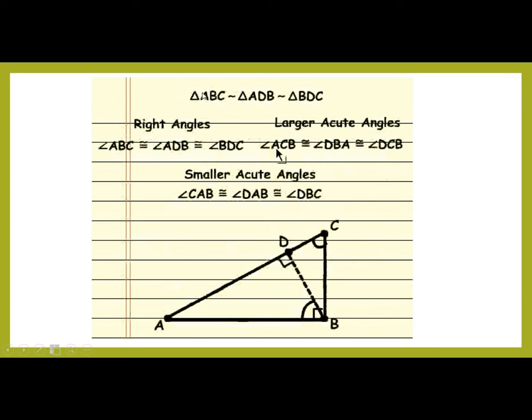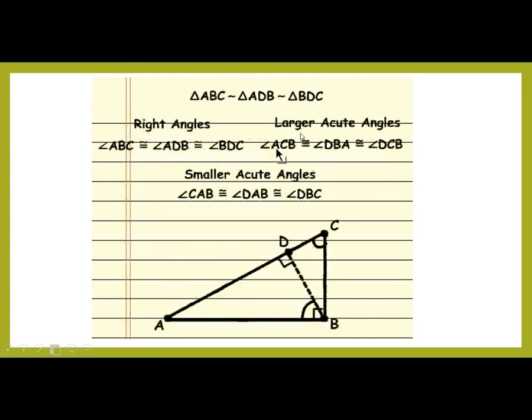Here they are listed. ABC is the big one. Then we have the medium one, which is ADB, this one down here. And then we have BDC, the small one. And you can line up their angles, like all the right angles, of course, would be congruent to each other. So this big angle here, and then the other right angle as well. We can also compare the other two just by looking at the larger and the smaller.